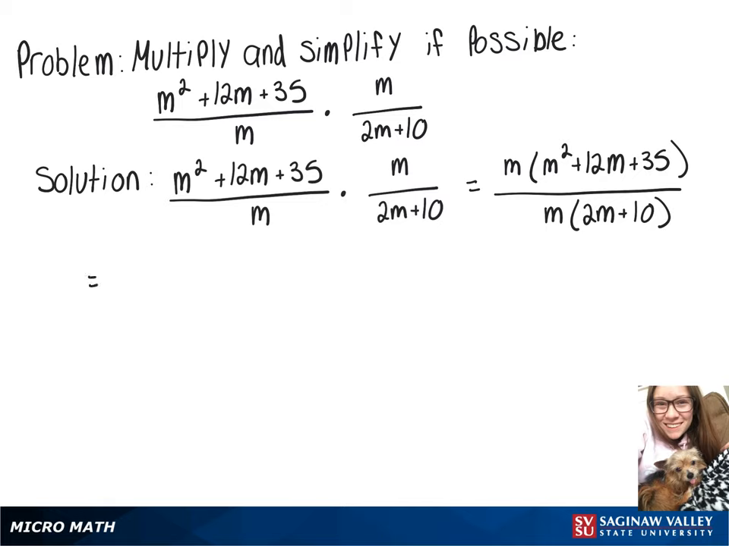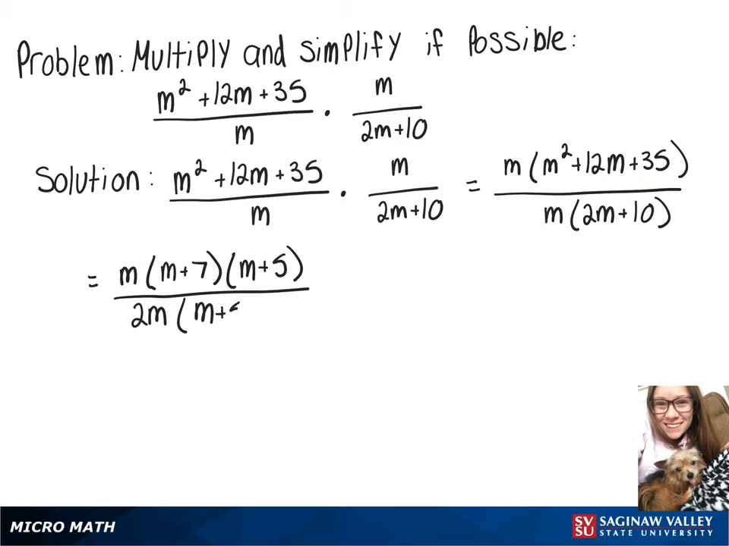On top, we have a quadratic that we can factor, so we'll have m times what we get there will be (m plus 7) times (m plus 5). On the bottom, we still have our m, but we can factor a 2 out of that 2m plus 10, so we'll have 2m times (m plus 5).